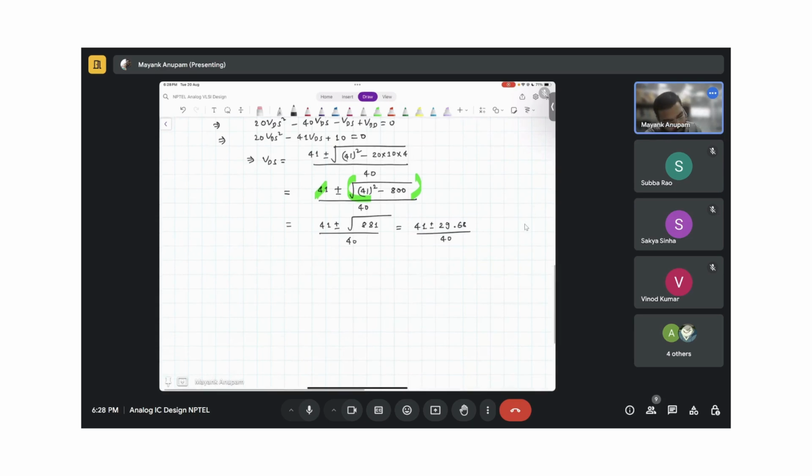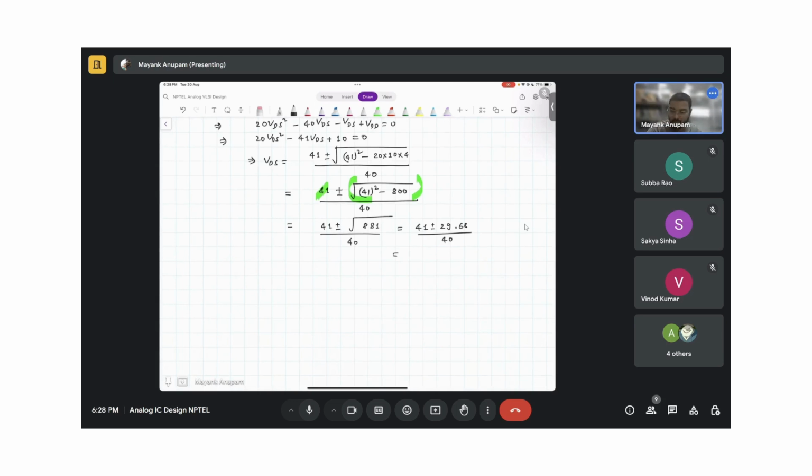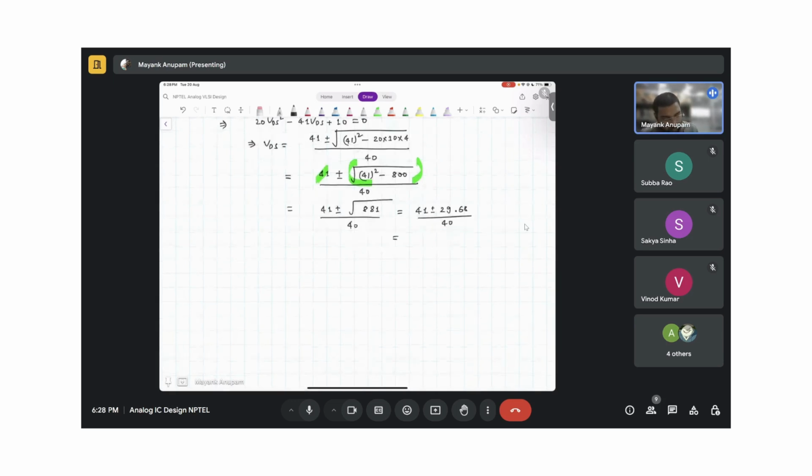So tell me what will be the values, two values. Let's do this calculation. One will be 41 plus 29, how much is that? It's almost 70, right? 70.68 divided by 40, and the other will be 41 minus 29.68, right? This is 11.3832 divided by 40. These are our two voltages.